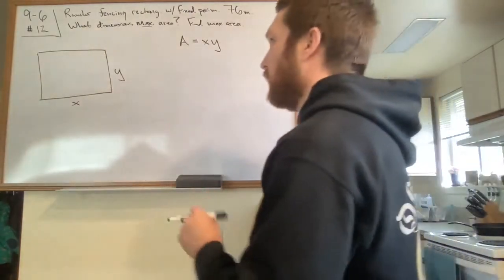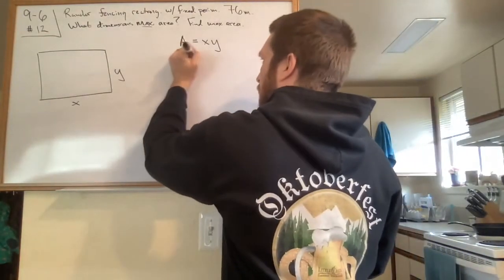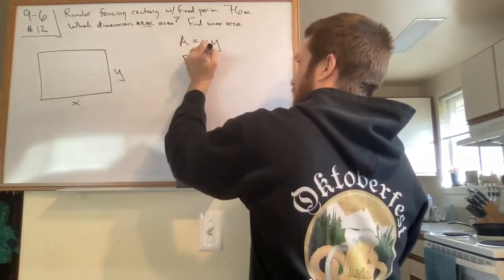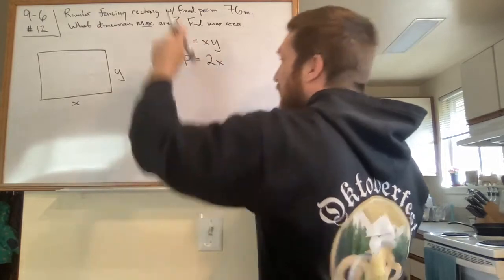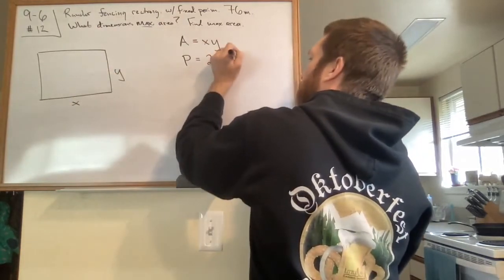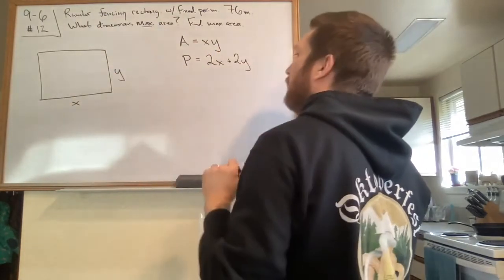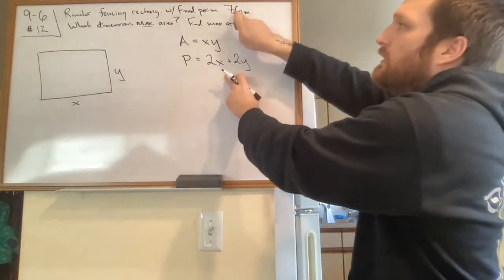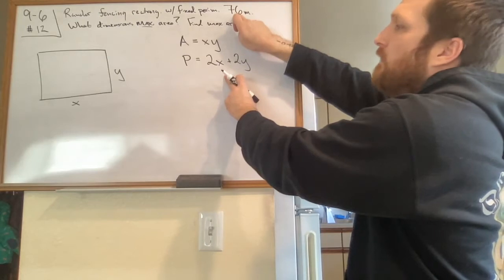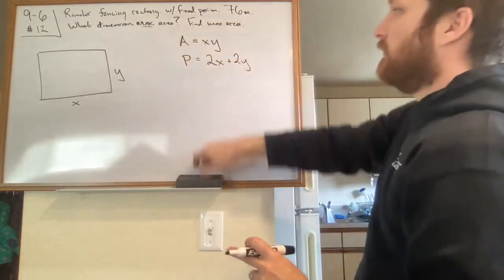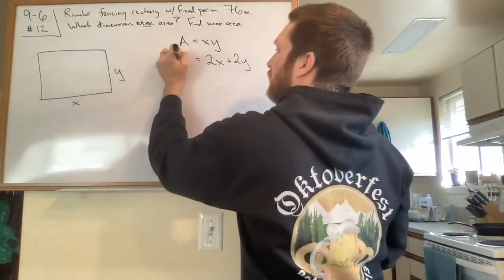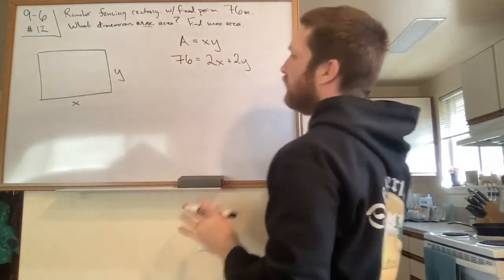Yeah, I would walk a total of 2 x's and 2 y's. So my perimeter is just 2 x's, whatever that length is, plus 2 y's. And that's going to give me my constraint, because we're constrained to the amount of fence that we have. And it says that that perimeter right there is going to equal 76. All right, so we're almost there.